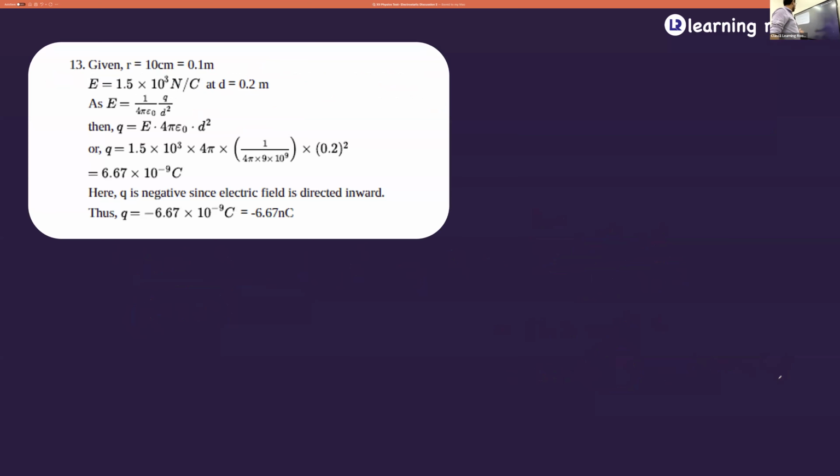So the answer is there. 6.67, they have added that minus sign. Minus sign indicates it's a negative charge.